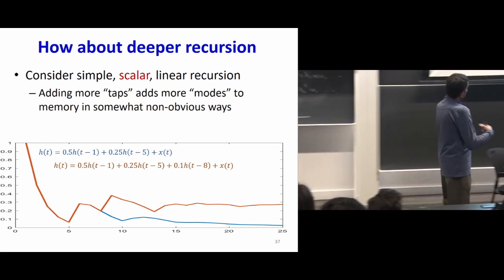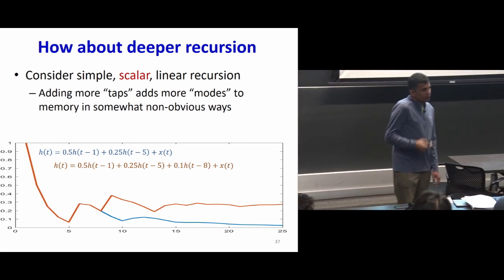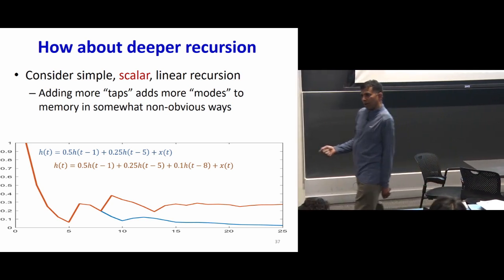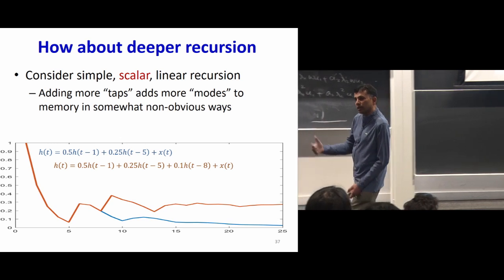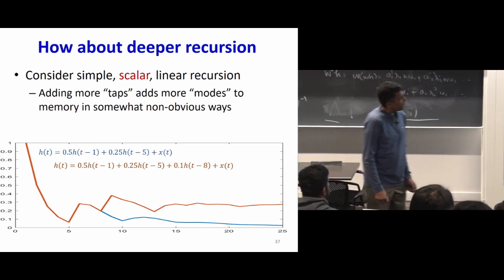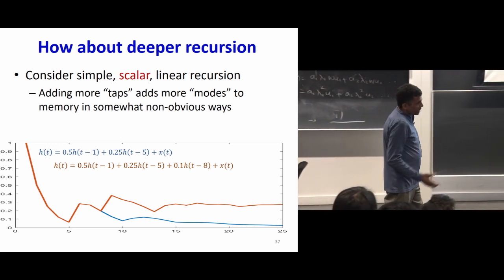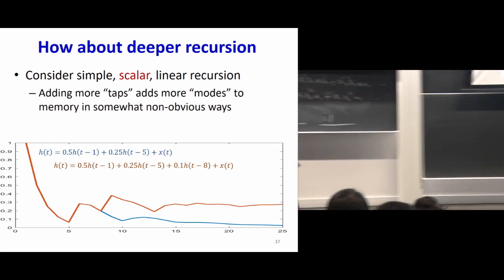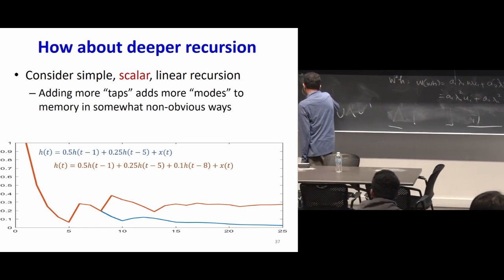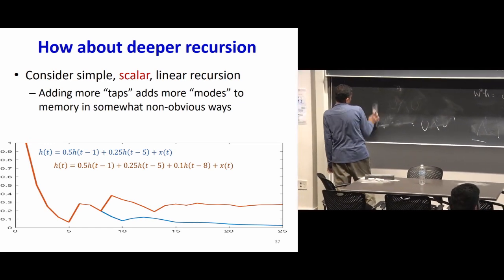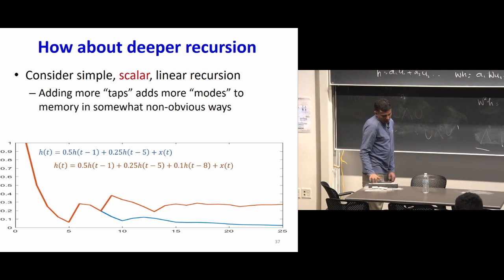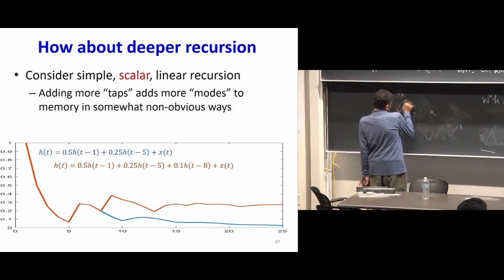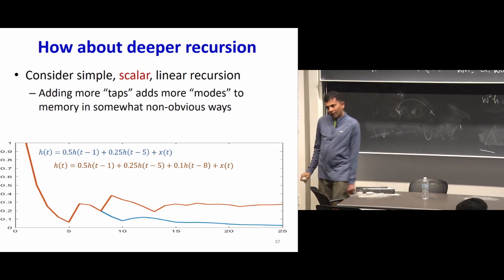So how about deeper recursion? In everything that we've considered, we've just been looking at one time step in the past. What would happen if you looked further into the past, into more time steps? It turns out that if you look further into the past, you just get more interesting modes. So to give you an idea of what happens, let's say I have something that is looking one time step in the past.